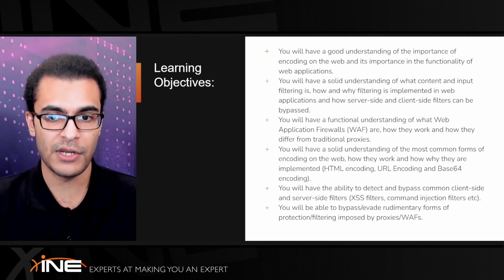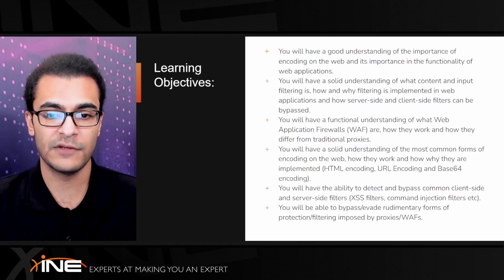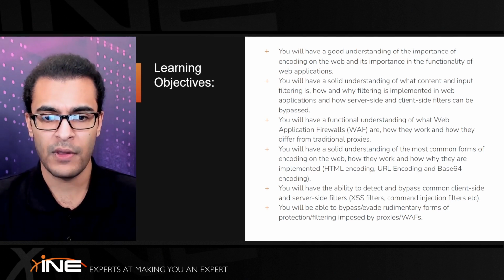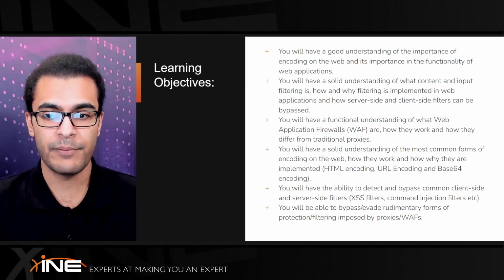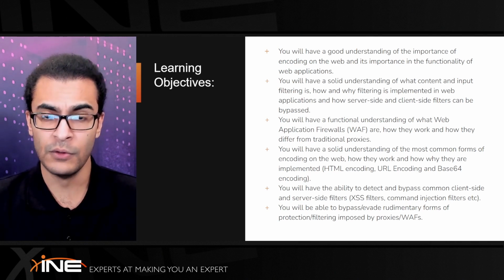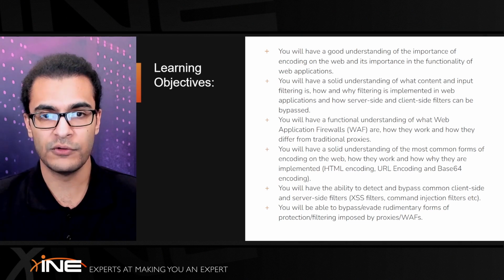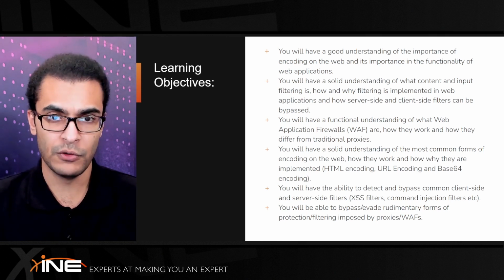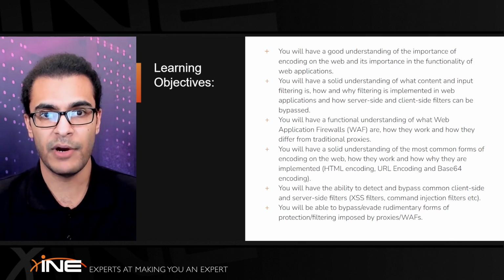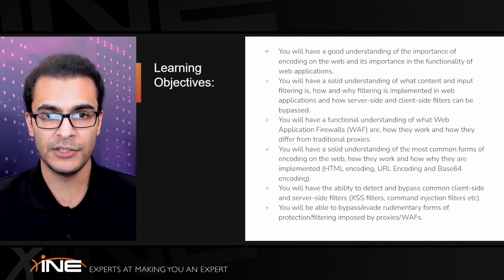So we took a look at HTML encoding, URL encoding, and base64 encoding with practical examples. So we covered that quite well. You'll also have the ability to detect and bypass common client-side and server-side filters. So cross-site scripting filters, command injection filters, etc. So we took a look at that both on the client side and the server side, and we also utilized the live lab to essentially show how this can be done, how cross-site scripting server-side filters can be bypassed in a real-world web application. And in that case, we took a look at Chamilo LMS.